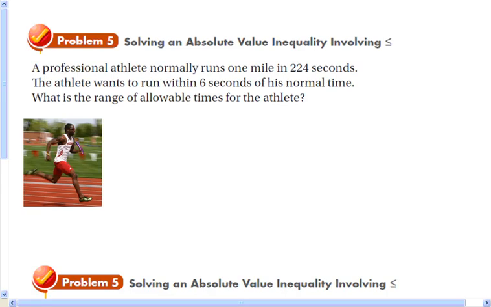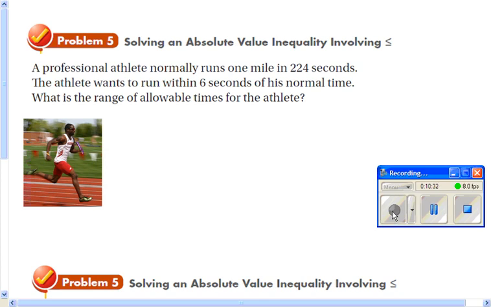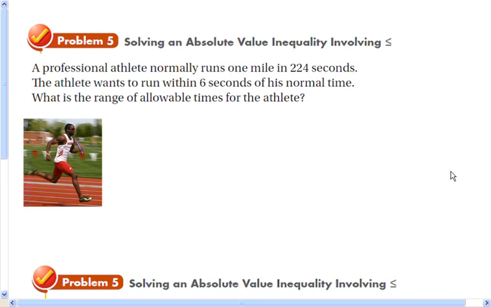All right, so here's the problem. All right, so this athlete normally runs 1 mile in 224 seconds. An athlete wants to run within 6 seconds of his normal time. What is the range of allowable times for that? In other words, the difference between his time and his normal time, we want that to be less than or equal to 6 seconds, within 6 seconds. So we're going to use that inequality, less than or equal to 6.